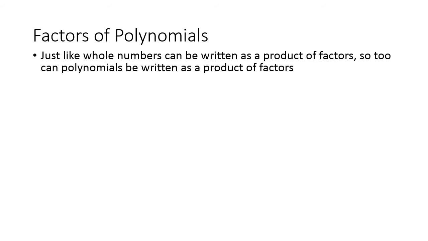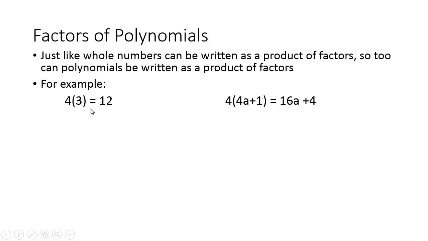Just like whole numbers can be written as a product of factors, so too can polynomials be written as a product of factors. For example, 4 times 3 are two factors of 12 over here. And over here I've introduced a variable, but 4 and 4a plus 1, those are two factors of the expression 16a plus 4. So bear with me a bit and I'll go into this in a bit more detail.